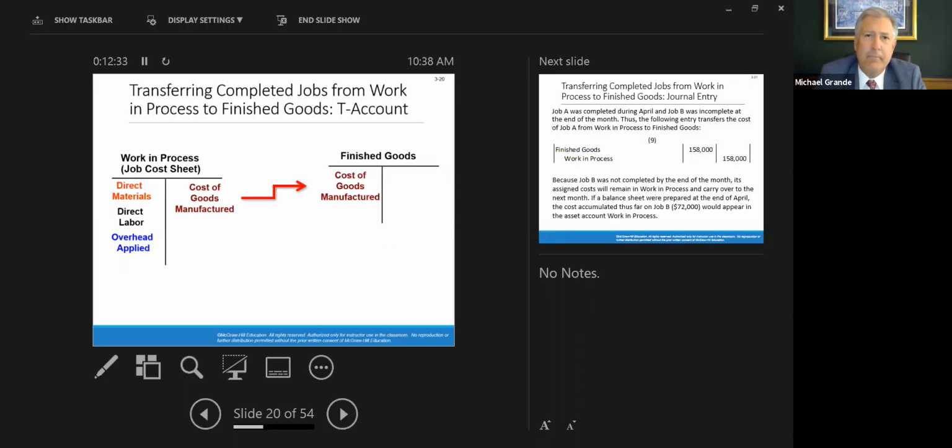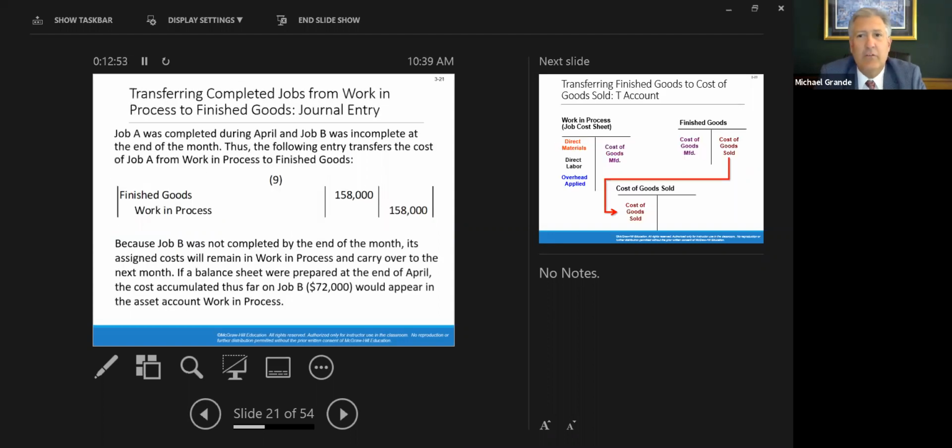So once a job is completed, we need to transfer the cost to finished goods. We're going to debit finished goods and credit work in process. But for how much? What they're saying here is job A was completed during April and job B was incomplete at the end of the month. Thus, the following entry transfers the cost of job A from work in process to finished goods.